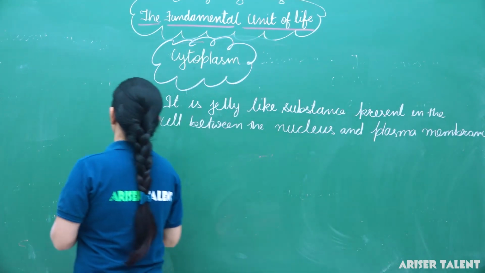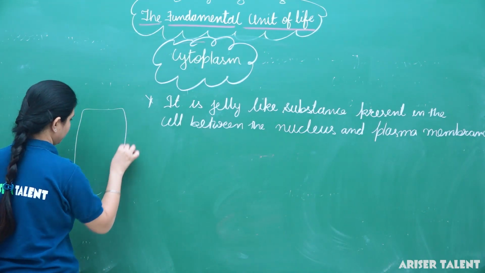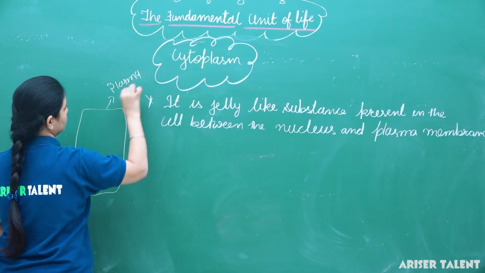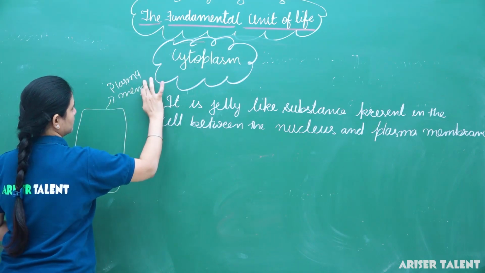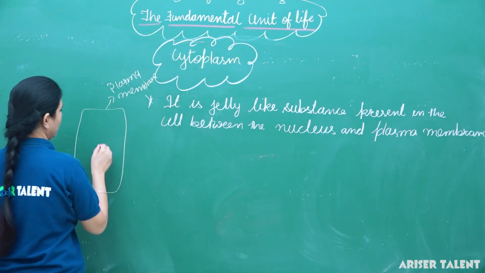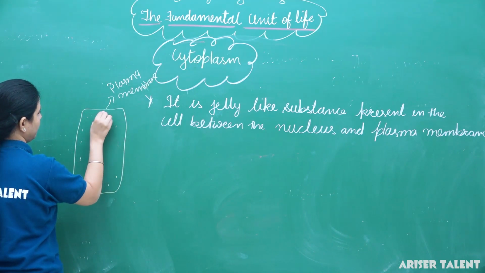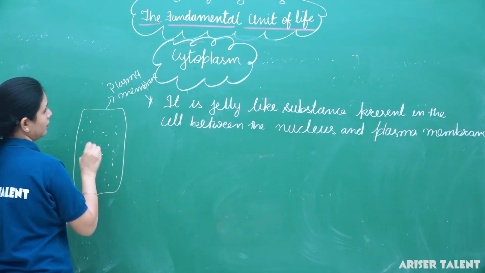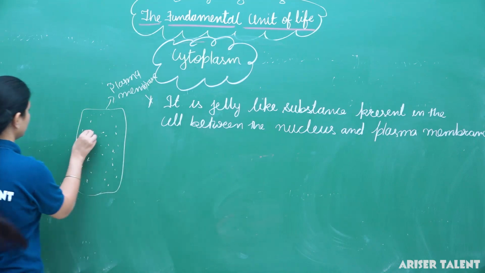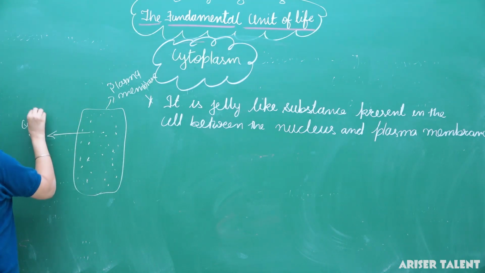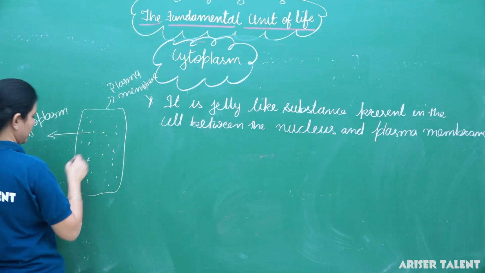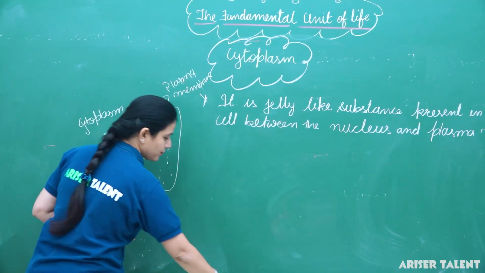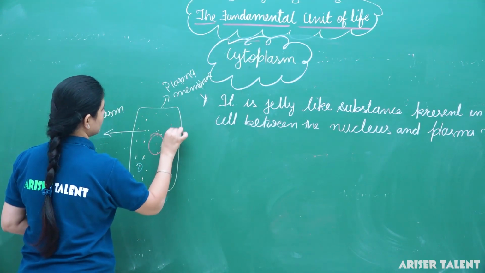Okay, so here I want to show you a diagram. It's just a rough diagram. It is a cell. The outer covering is the plasma membrane, and inside the plasma membrane, this liquid, jelly-like substance, is known as cytoplasm. In the center here is the nucleus. Okay, small vacuoles are also present. Some vacuoles are present.